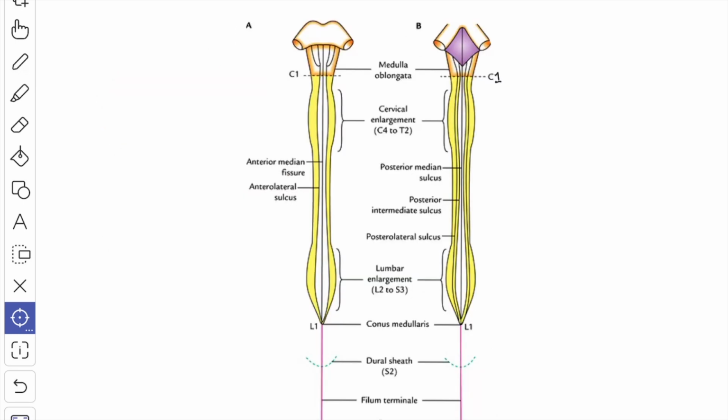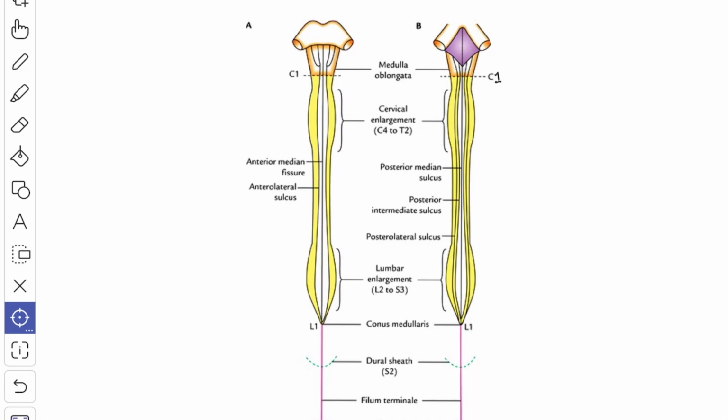Next we'll see about the enlargements. So the spinal cord is roughly cylindrical in shape with an average diameter of 1.25 centimeter. However, opposite to the attachment of the nerve roots contributing to the formation of the brachial and the lumbosacral plexus, the spinal cord presents a fusiform swelling which is known as the cervical and the lumbar enlargements.